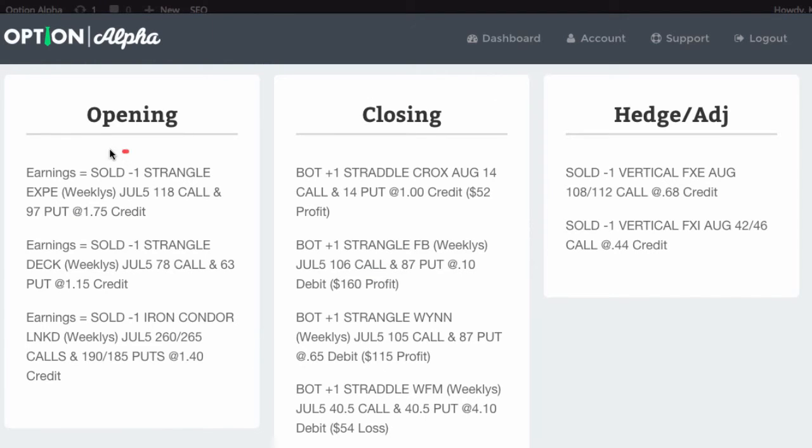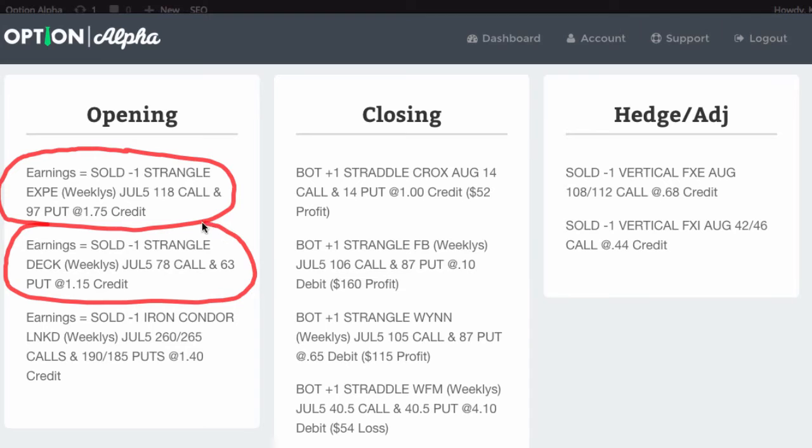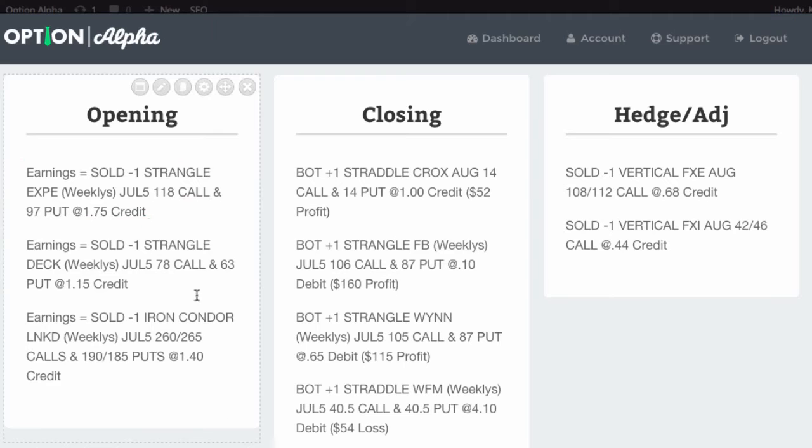New earnings trades that we got into, everything looks like it should be profitable. Everyone announced that we traded today after the market. EXPE is Expedia. We sold the very wide strangle on that, the 118 calls and the 97 puts. Took in a nice big credit of $1.75.